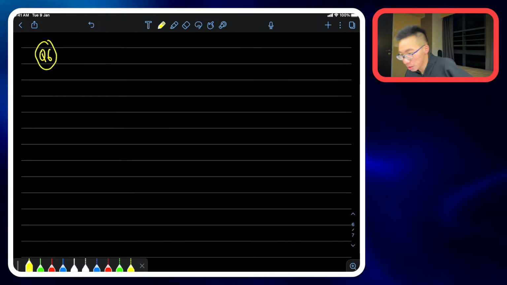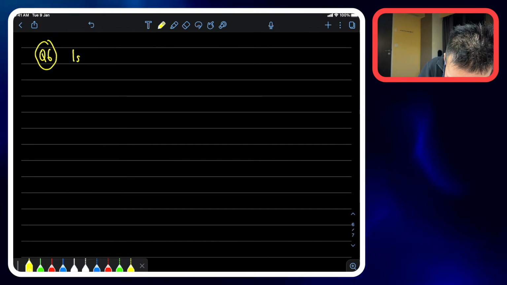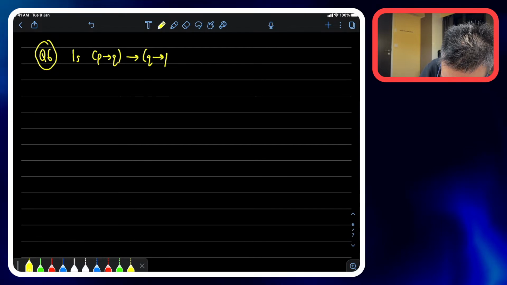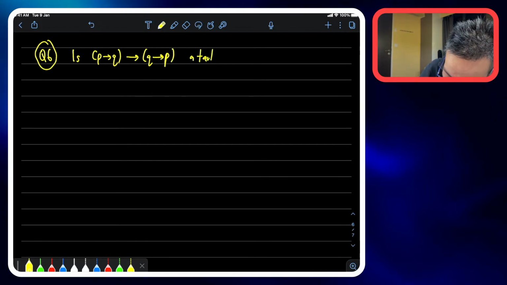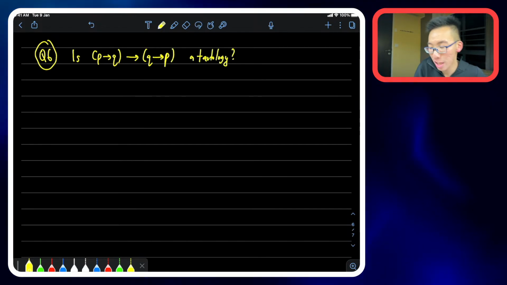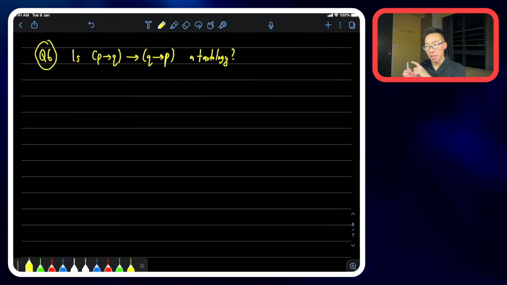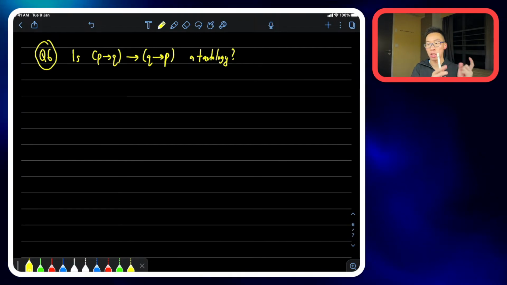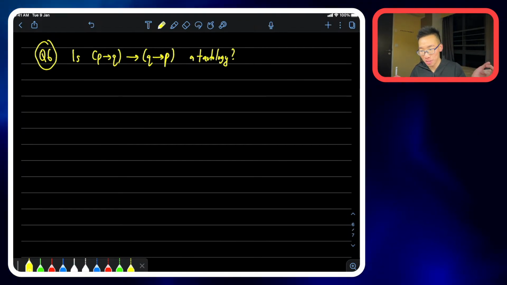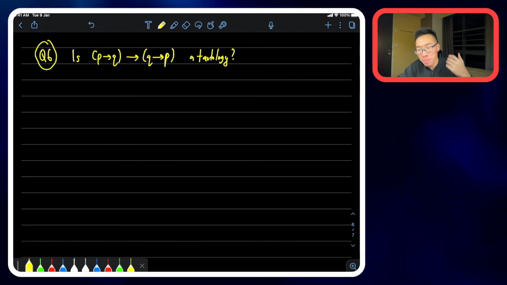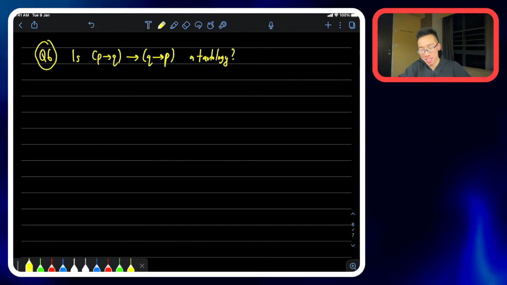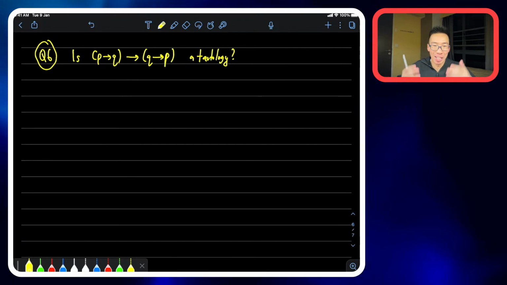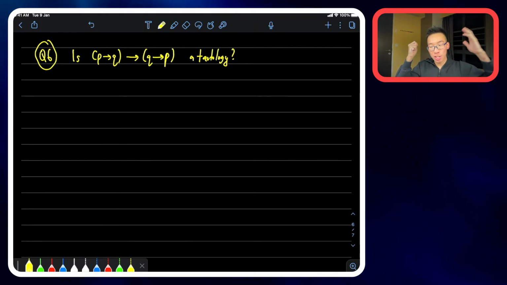Question 6. We're going to ask the question, is this a tautology? In other words, if P implies Q, do we automatically get Q implies P? Can we go the opposite direction? A usual rule of thumb in mathematics is that if you feel like the result can go the opposite direction, it probably can't. So, in fact, the answer is no, it's not a tautology.